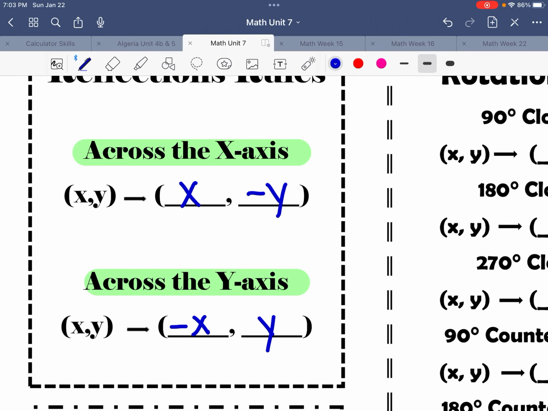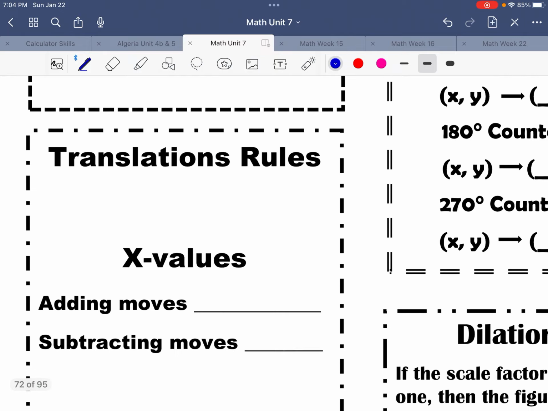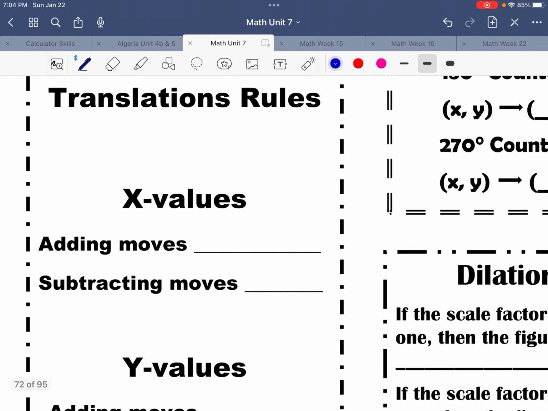So the change is, for across the x-axis, the change is to the y. If it's positive, it'll become negative. If it starts as negative, then it'll turn positive. The opposite is true of the y-axis. The thing that changes is the x-coordinate. If the x-coordinate is positive, it will change to negative. If the x-coordinate starts out as negative, it'll change to positive. All right, just keep those rules handy and that'll help you remember it.